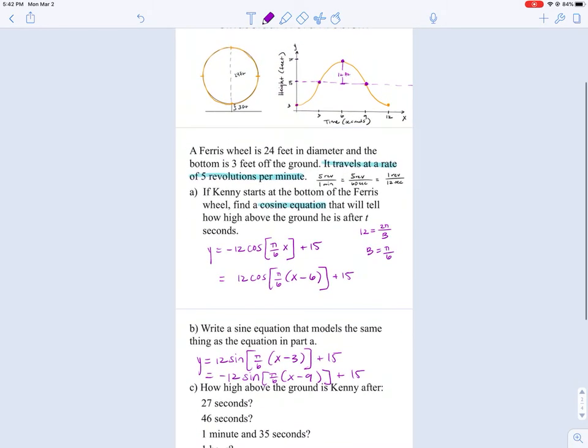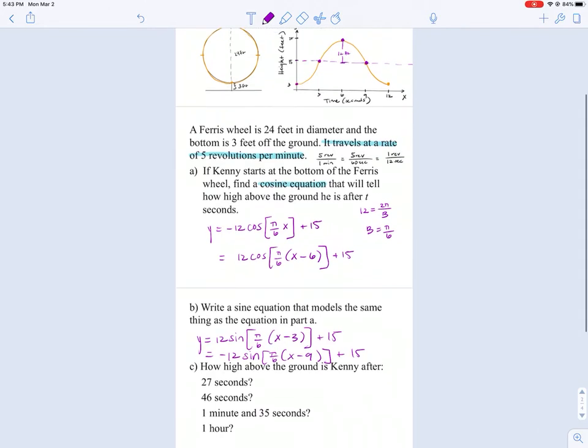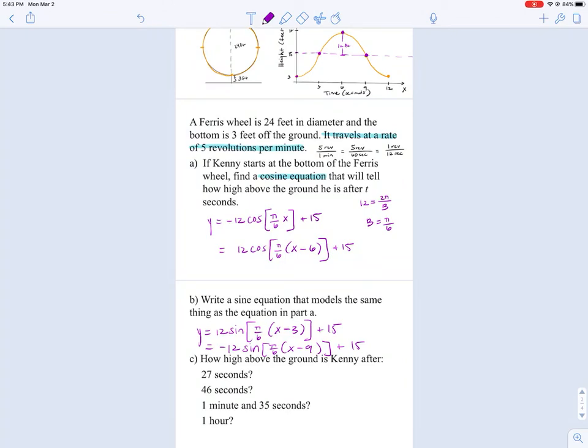So there are different equations that you could write that would represent the same graph. If we were to graph all 4 of these equations on your calculator, you would see all 4 graphs would end up overlapping each other exactly. So it's up to you which one you want to do.